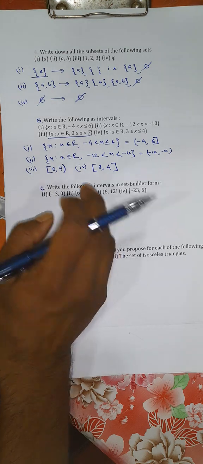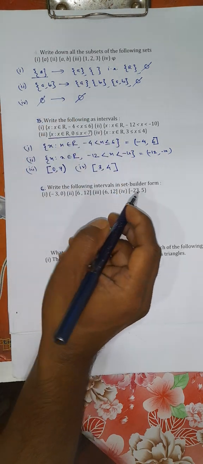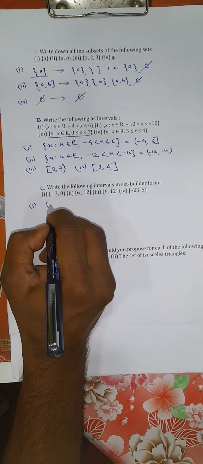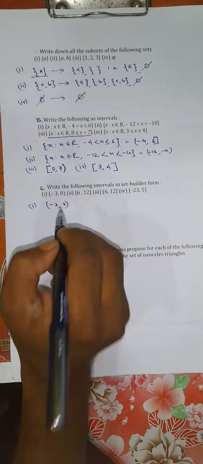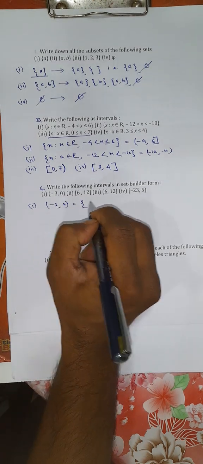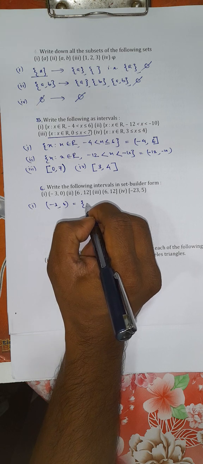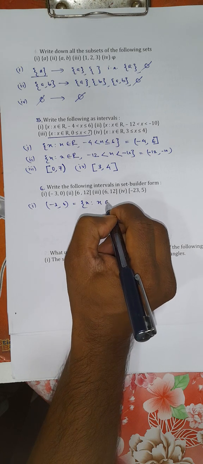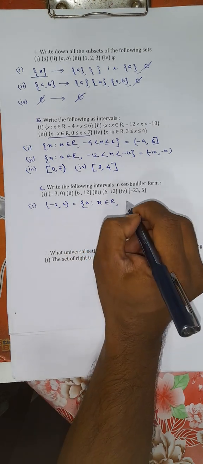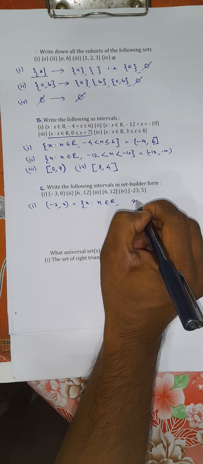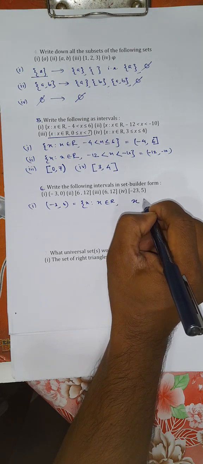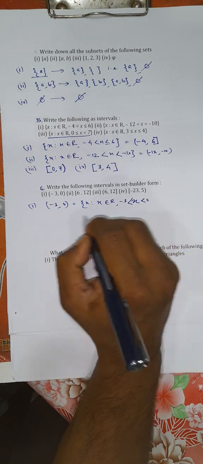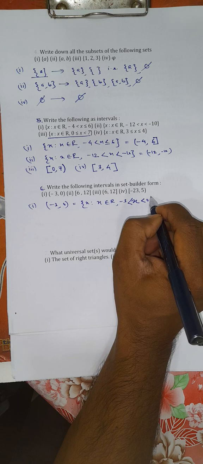Now this question is just opposite to this. Write the following intervals in set builder form. Question number 1, (-3, 0). It's an open interval, so we'll write it in set builder form: x such that x is a real number. Now what is the property of x? x is less than 0 and x is greater than -3. x lies in between -3 and 0.